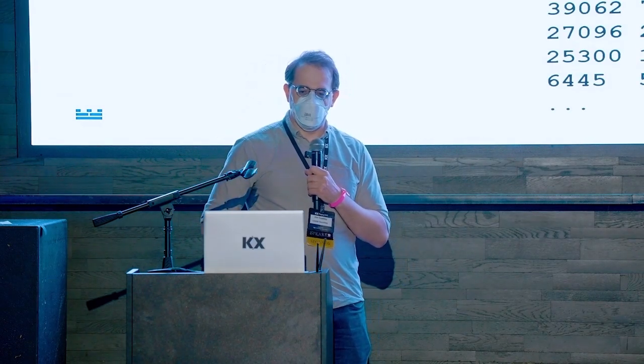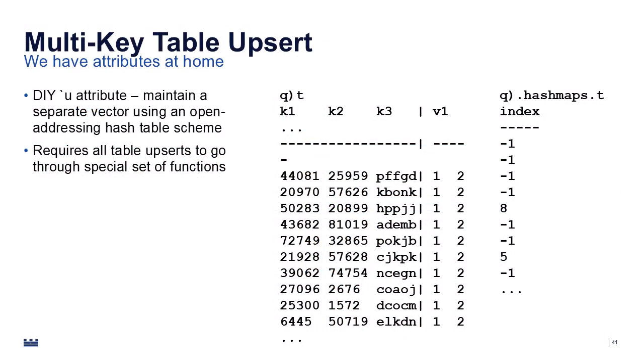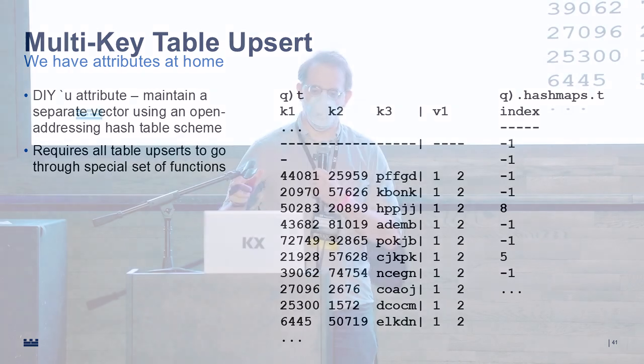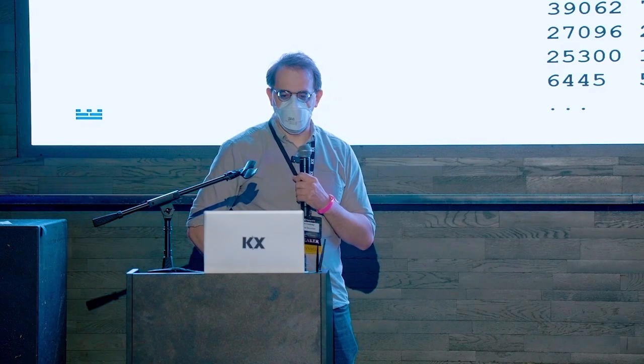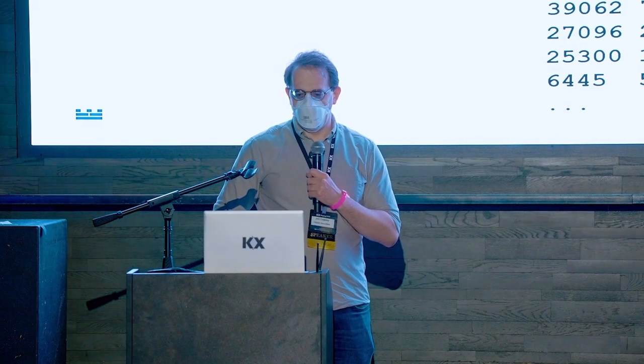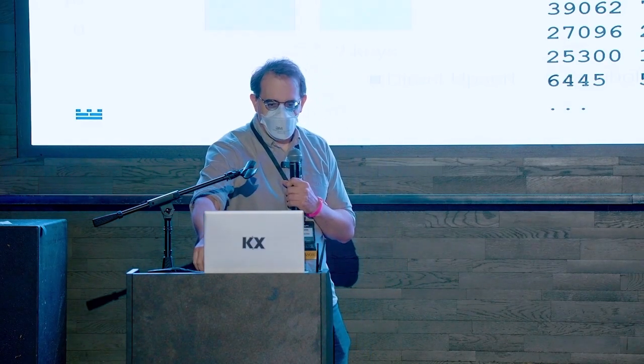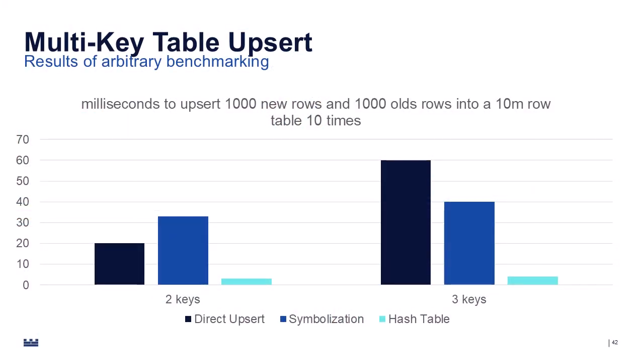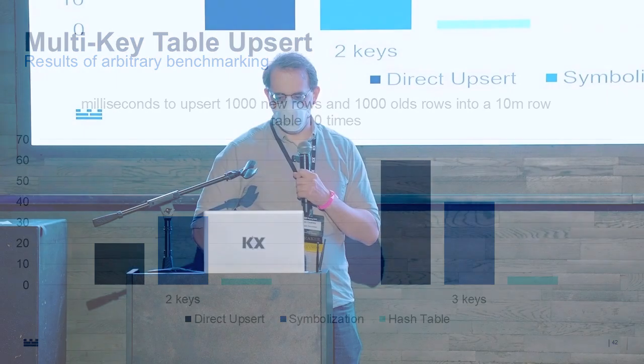So what did we do? We essentially implemented our own homebrew attribute for this, where we take the table, create a hash map, and have a special set of functions to upsert into that table and use that hash map to do it efficiently. The hash map is basically just another vector of indices into the table. What you get with this is a significant improvement in performance. This is going to depend very heavily on the properties of your data, but in general, it can be up to 10 times faster for certain things.